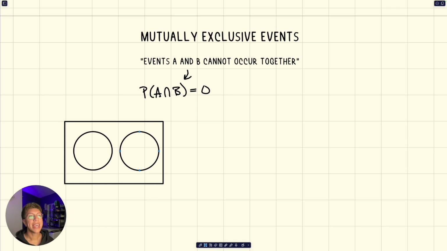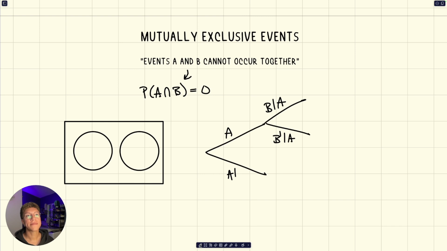So take a second to think about it. What do you think a tree diagram would look like if our intersection, A intersection B, was 0? Well, if we draw out our tree diagram, we have our A event here first, maybe. And then we have our B given A, and our B not given A. And then down below, we have B given A not, and B not given A not.